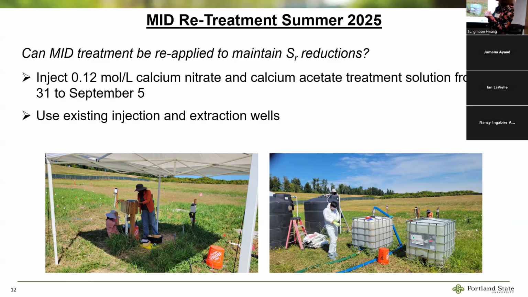Similar concentrations of the treatment solution, 0.12 moles per liter of calcium nitrate and calcium acetate, which we mixed in these totes here with a trash pump to circulate large volumes of the water. So we mix them, we transfer them into the injection tank, and then through a sump pump that's plumbed up here, we can inject them into the existing injection well, and also extract water from the existing extraction well. So less mobilization this year, more just coming out to the site and getting a bit of equipment ready, and moving forward with the injection and extraction.